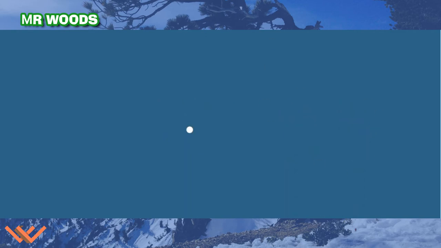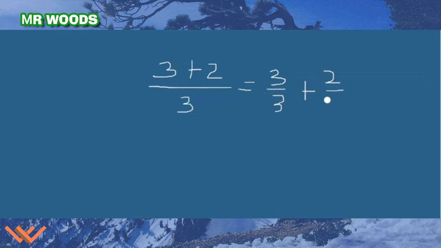Instead of x plus y, let's look at 3 plus 2 over 3. Again, we cannot cancel those out because this is a plus symbol here. We're adding the numerator and not multiplying the numerator. So 3 plus 2 over 3, that is also equal to 3 over 3 plus 2 over 3.